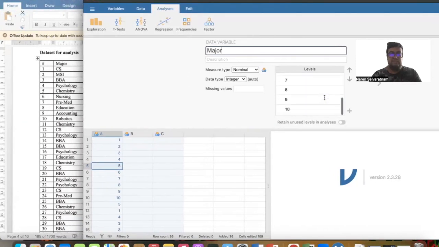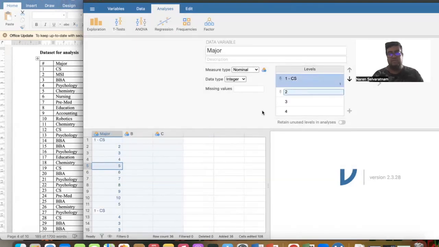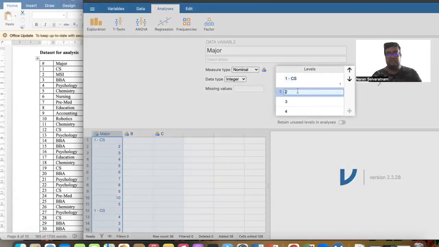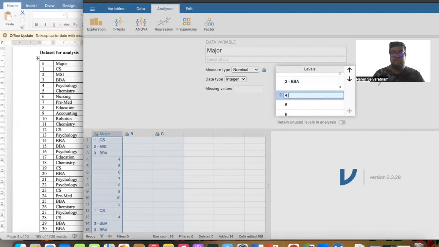Now I need to name my levels. I think even if you don't name this, the analysis will run, but it would be far easier if you can identify each label here. So one, we discussed this was computer science. So I'm going to add this. See, it automatically changed it. And then 2 is actually MIS, Management Information Systems. Here I have done a small mistake, so I'm going to write it as MIS. Third, that is BBA, Business Administration, Bachelor of Business Administration. And then fourth one is psychology, like this.